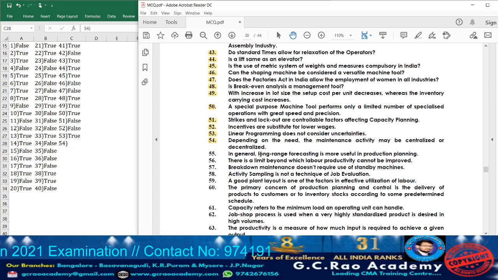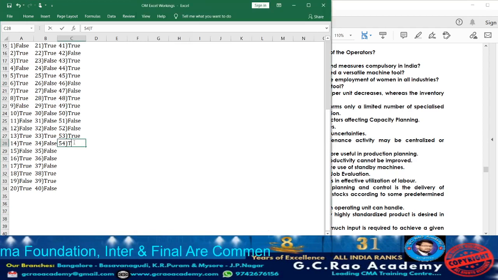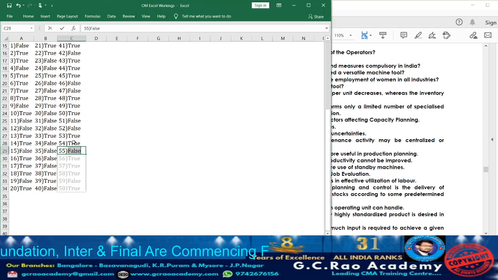Now moving on to 54. What they are telling, depending on the need, usually the maintenance activity can be centralized or decentralized. Centralized means the management itself is going to take the decision and assign which maintenance activities have to be carried out. Decentralized means the charge will be given to the production manager itself, or whoever the maintenance in charge is, and the responsibility will be given to them. Sometimes it may be centralized or sometimes decentralized. So statement 54 is true.